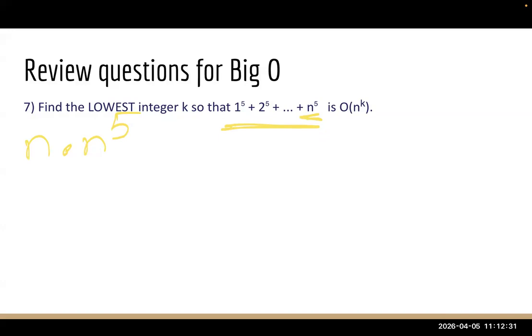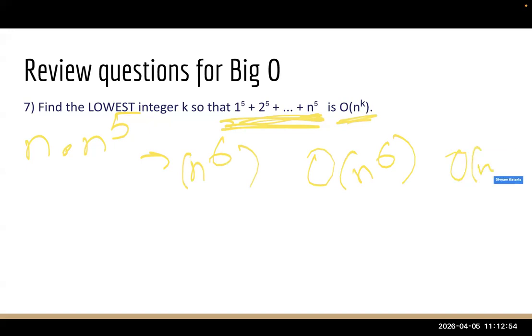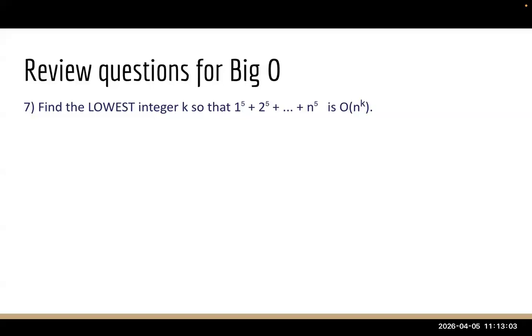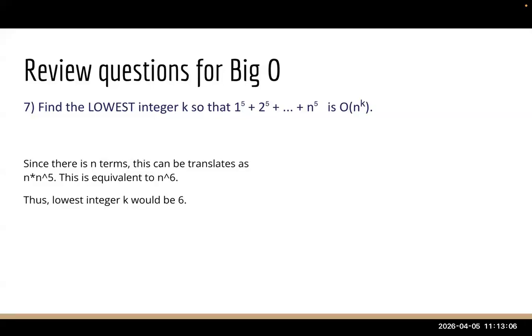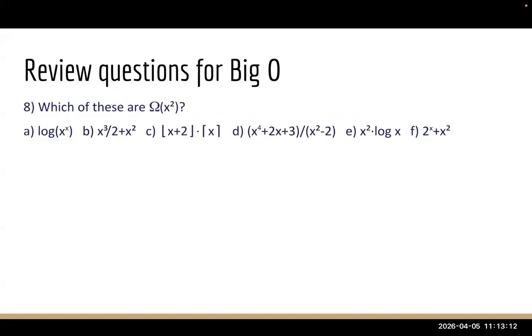So how can we simplify this? n multiplied by n to the power 5 becomes n to the power 6. Now we need the highest O value for this entire equation for getting the best O(n). So our O(n) would be O of n to the power 6. We have to compare it to O of n to the power k. And from here we can conclude k equals 6. Since there's n terms, this can translate as n multiplied by n to the power 5. This is equivalent to n to the power 6. Thus, the lowest integer k would be 6, to recap.